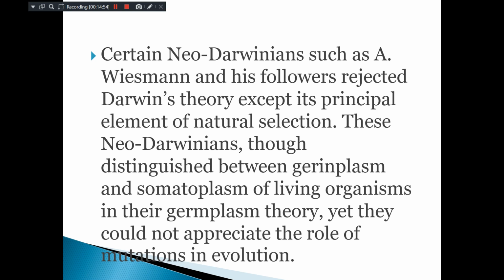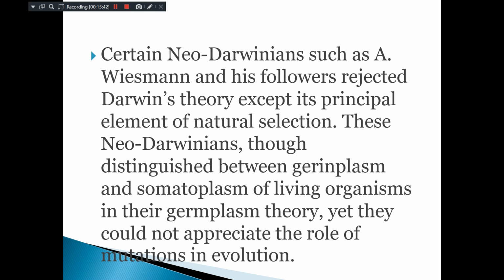So Weissman and his followers accepted its principal element, natural selection, but they never approved the survival of the fittest or struggle and all those things. So they distinguish, because at that time neo-Darwinians were having the idea of genetics. They can distinguish between germplasm and somatoplasm of the living organism in their germplasm theory. Now we know that only the germplasm is going to contribute the characters in the offspring, not the somatoplasm.